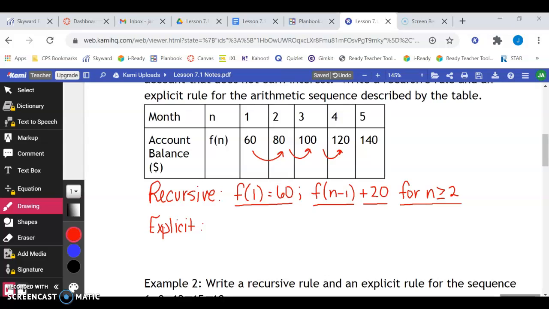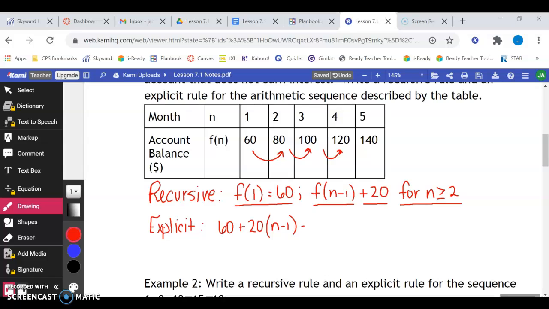We are going to have f of 1, which is 60, plus our common difference, which is 20, times n minus 1. So we can plug in whatever we want to find. If we want the 73rd term, we would put 73 in for n, and then do the math, and we would have the 73rd term.